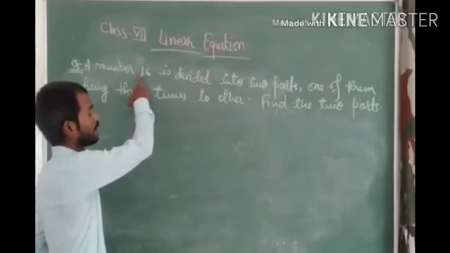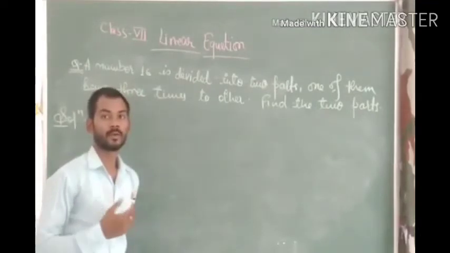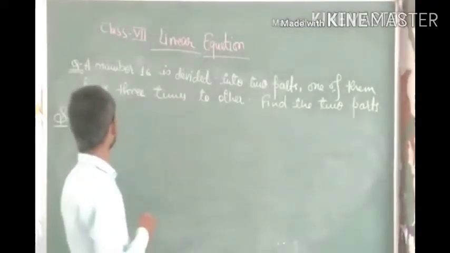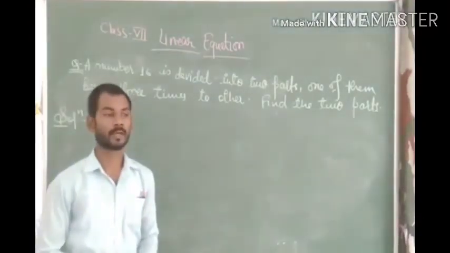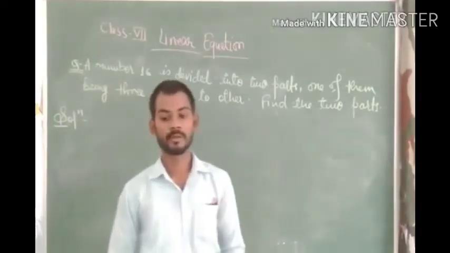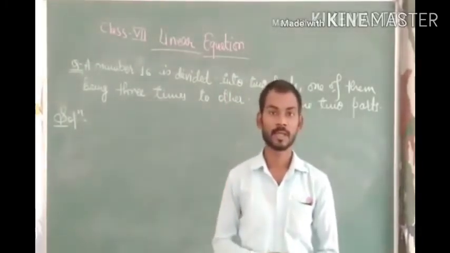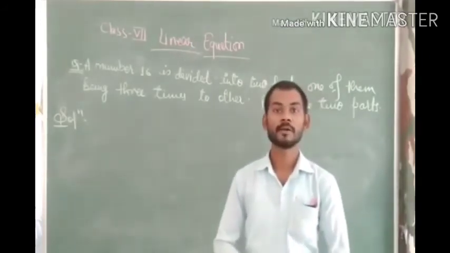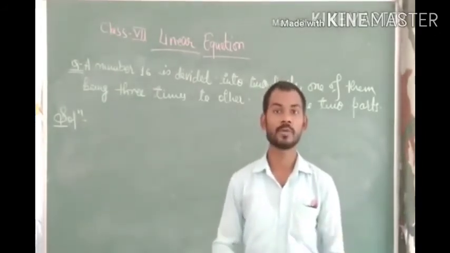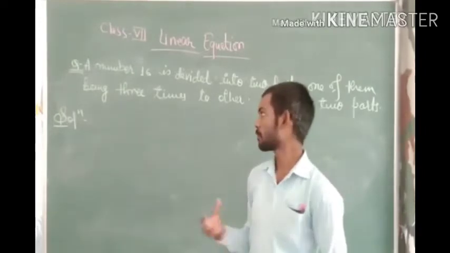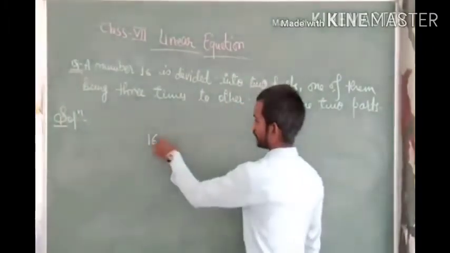A number 16 is divided into two parts, one of them being 3 times the other. Find the two parts. Here the question means that a number 16 is given and 16 is divided into two parts. One part is 3 times the other part. So we have to find the two parts.